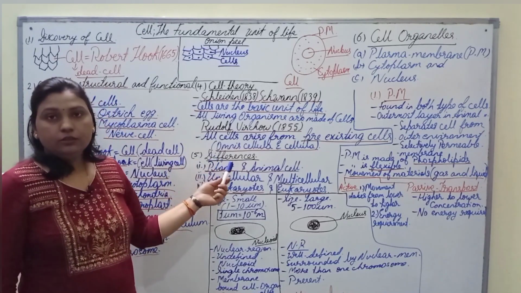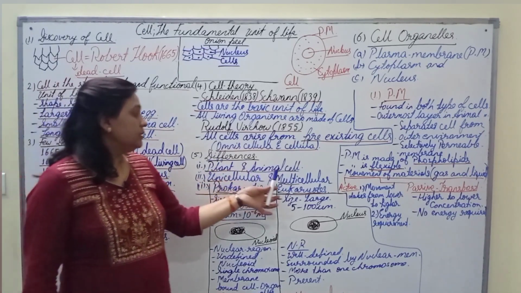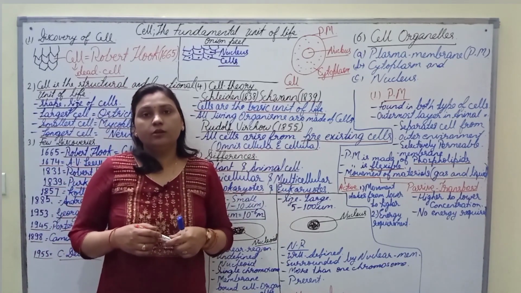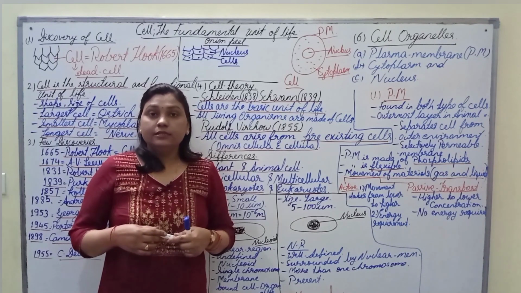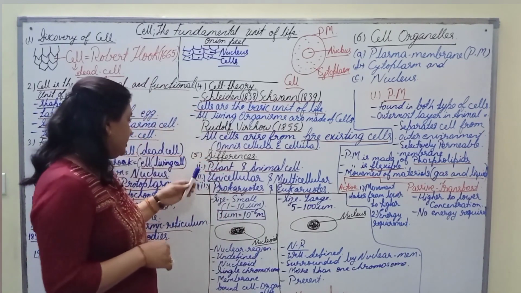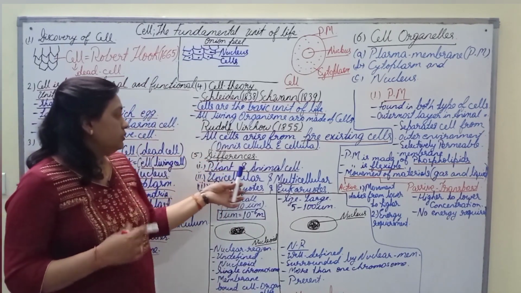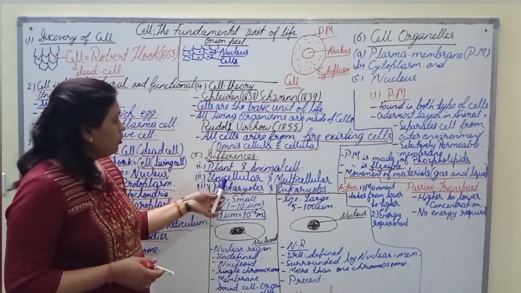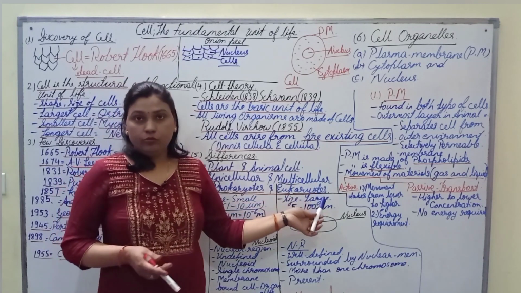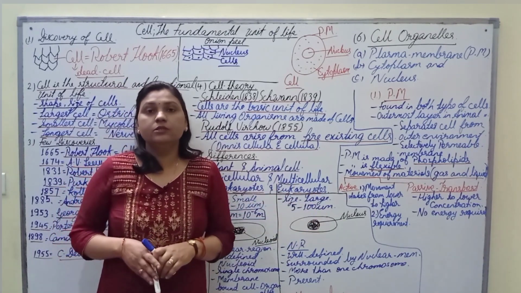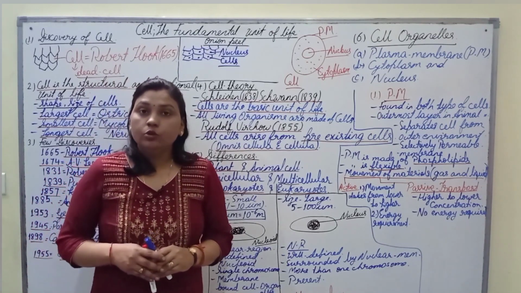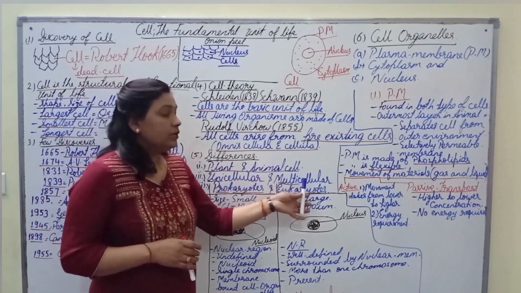Now let us see the difference between plant and animal cells. Cells found in the plant are called plant cells, while the cells that are found in the animal are called animal cells. So we will discuss plant and animal cell at the last of the chapter. Now moving on, we have uni and multicellular organisms. On the basis of the number of cells, organisms can be divided into unicellular organisms and multicellular organisms.